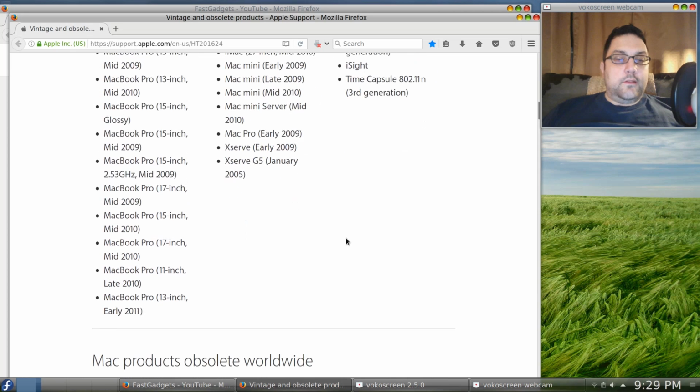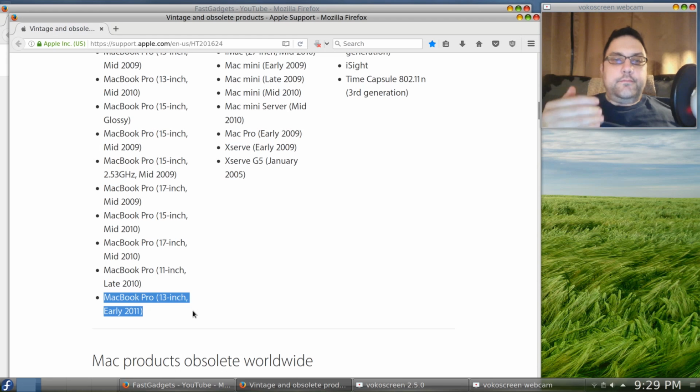So if we look on this list here, if you have a MacBook Pro 13-inch early 2011, is it obsolete? According to Apple, yes, it's obsolete. So basically that system is not going to be able to have repairs done by Apple, even if you were willing to pay for them. Now, there are third parties that do repair. Some of them have YouTube channels that you can watch and you can take them in to have them repaired. So in that way, they're not obsolete.